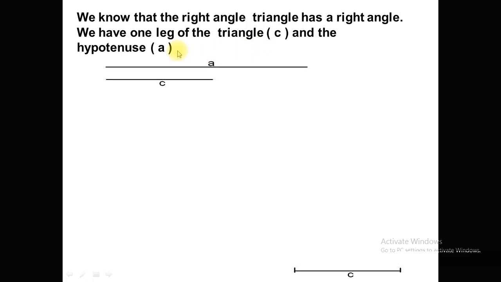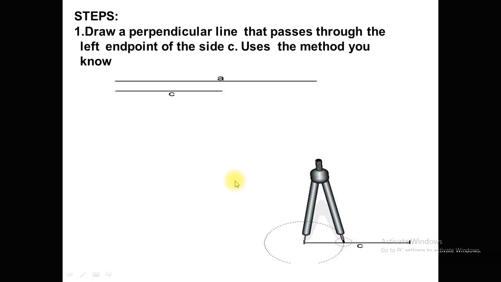So don't consider the hypotenuse as a base. Consider the other leg, suppose C, as the base. Draw a line. For example, if it is given in the question that the length of the side C is 4 centimeter, then C will be the base and draw a line 4 centimeter. Now draw a perpendicular line that passes through the left endpoint of the side C, using the method you have already learned.